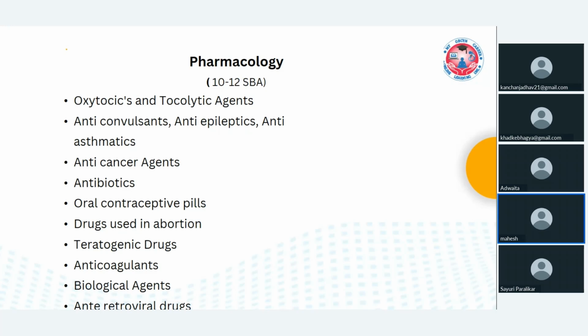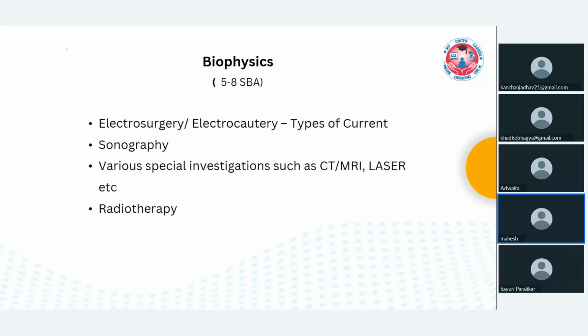Okay. Now biophysics will have 5 to 8 SBAs. Again, here the recalls will help you for preparation because most of the concepts do get repeated. Okay, so electrosurgery, electrocautery, they are asking types of current. Sonography is very frequently asked. Then various special investigations such as CT, MRI, laser, radiotherapy. So these topics are covered in biophysics.